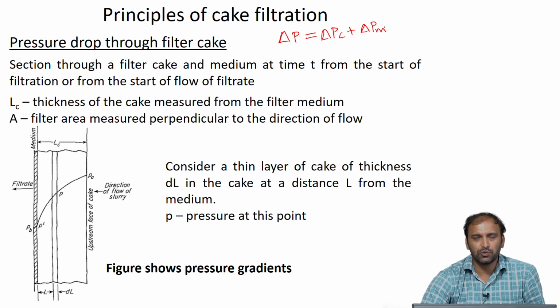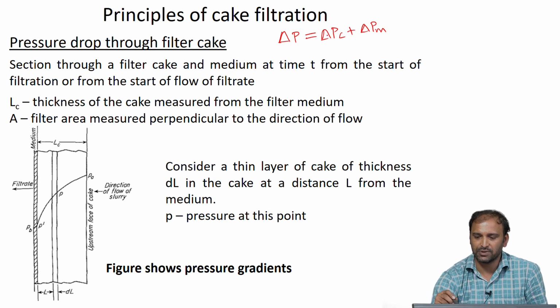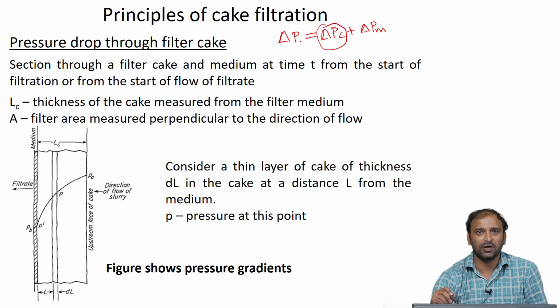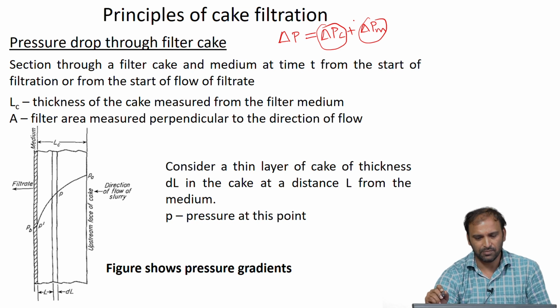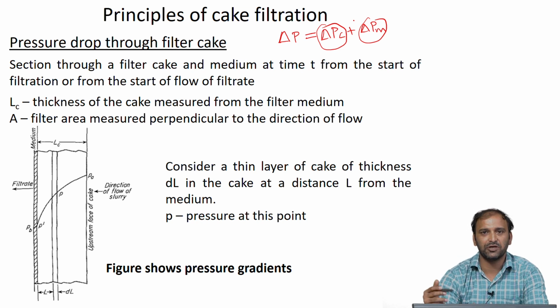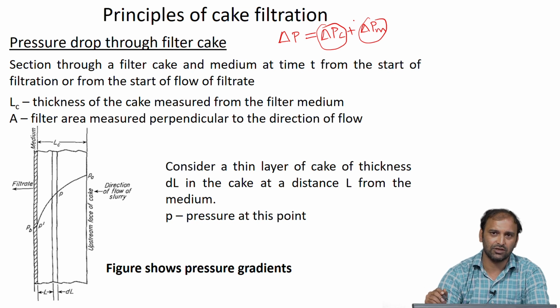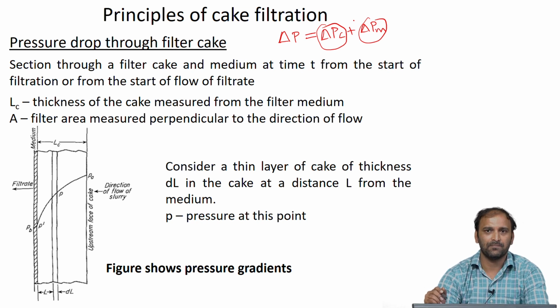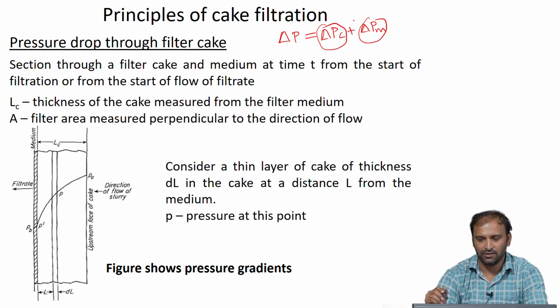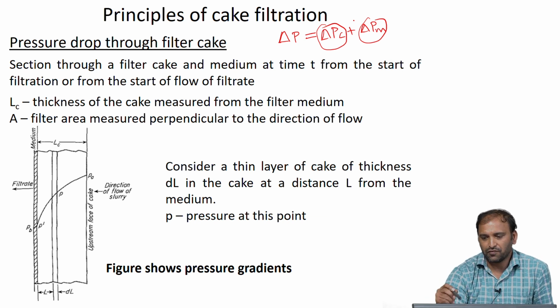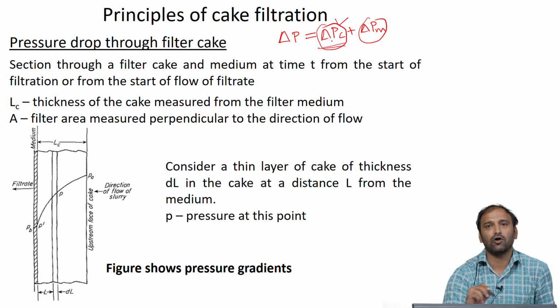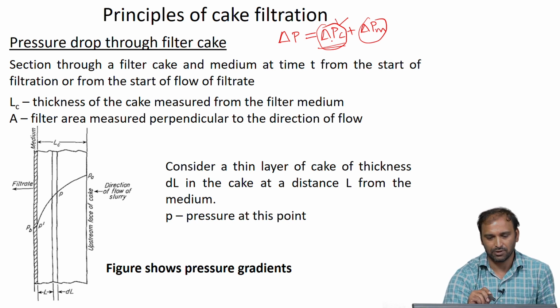And in this class what we are going to look at is how do we think about expressing delta Pc, that is the pressure drop across the filter cake, and delta Pm, which is the pressure drop across the filter medium, in terms of some measurable properties such as the filtrate flow rate, the viscosity of the filtrate, the properties of the particles and things like that. Okay. So first we will start with thinking about the pressure drop through the filter cake. That is, we are going to talk about how we relate delta Pc to the measurable parameters.